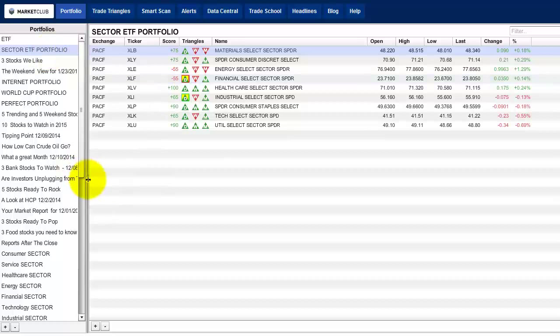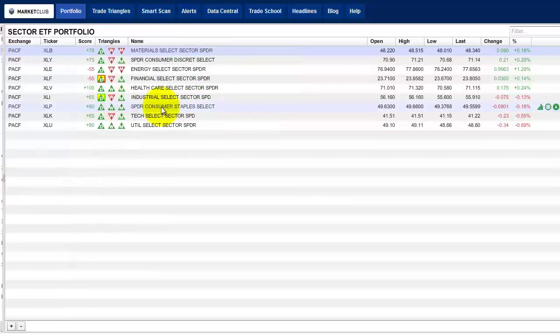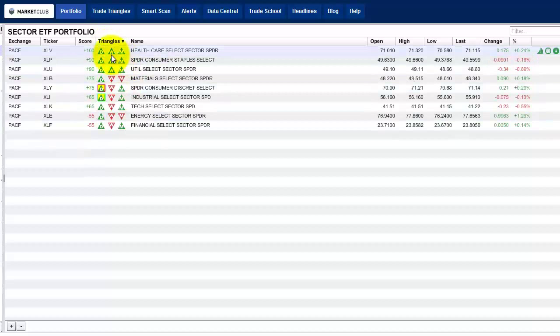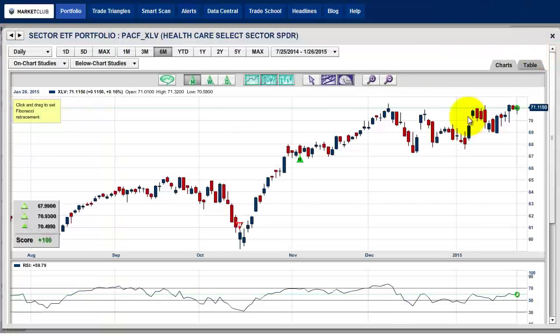So I'm going to close this down, grab and push to the left, which gives you more space, and then you can simply look at the trade triangles. You can sort them simply by clicking here. Very powerful system. You can see we have the healthcare select, the consumer staples, and the utility select, all in very positive trends. The other markets aren't quite so positive, and that's where we want to emphasize how important these trade triangles are. So let's take a look at the first chart.